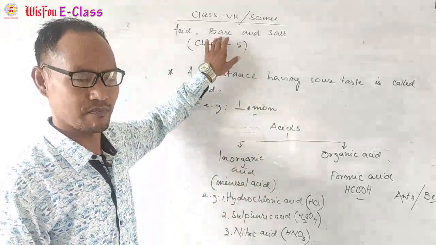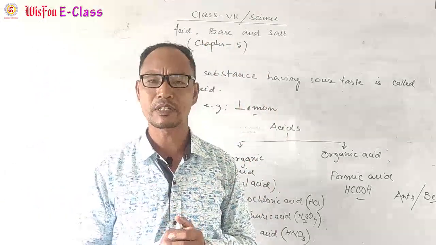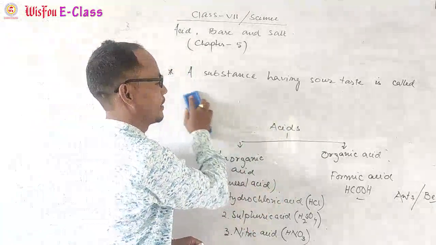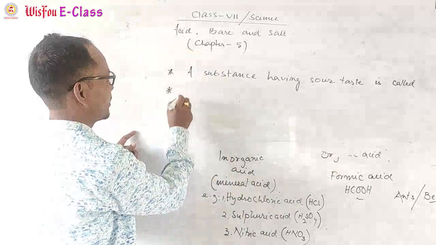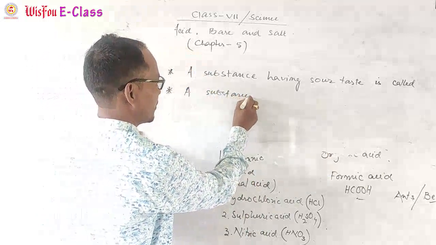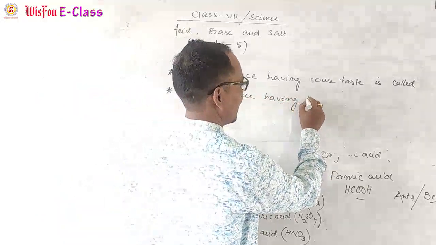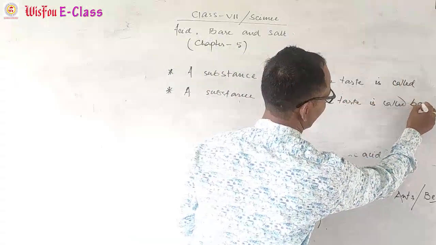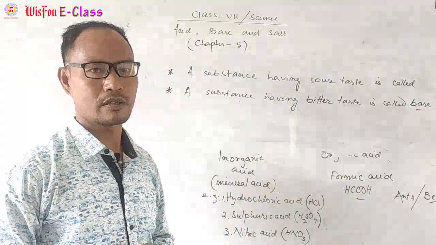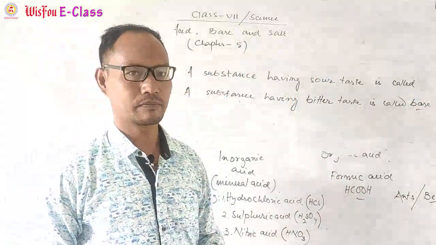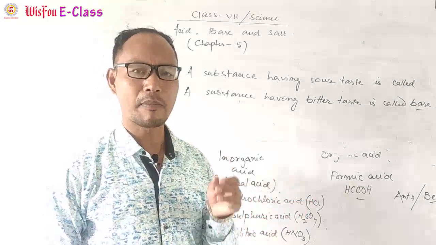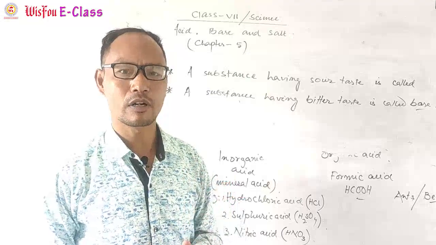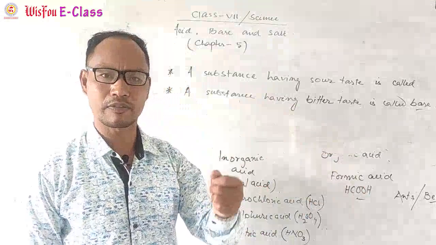And about the base, a base is also a substance having bitter taste. A substance having bitter taste is called a base. From today onwards, please try to understand what a base is. You have already heard about acids in our period, but in case of base, you might not have heard. But from today, try to hear about the base. Base is also a substance having bitter taste.